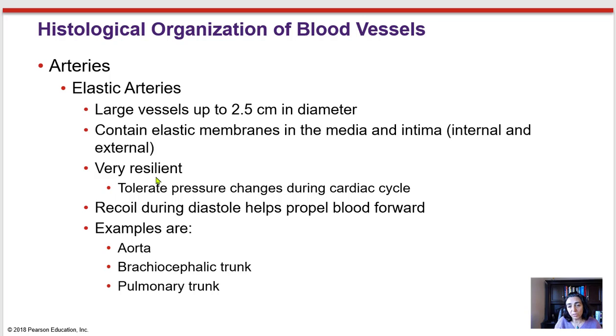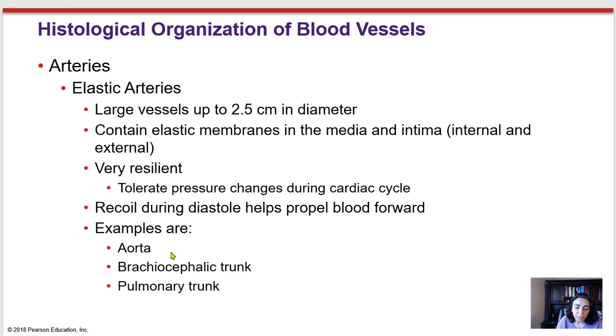Now as you see, these elastic arteries are working as a helper to the heart, and in this way the blood continues all the way through the vessels, and the pulse that we have, right? Is not much of a difference, and there is not much discontinuation in the flow of the blood. Now, here again it explains that recoil during the diastole helps propel blood forward.